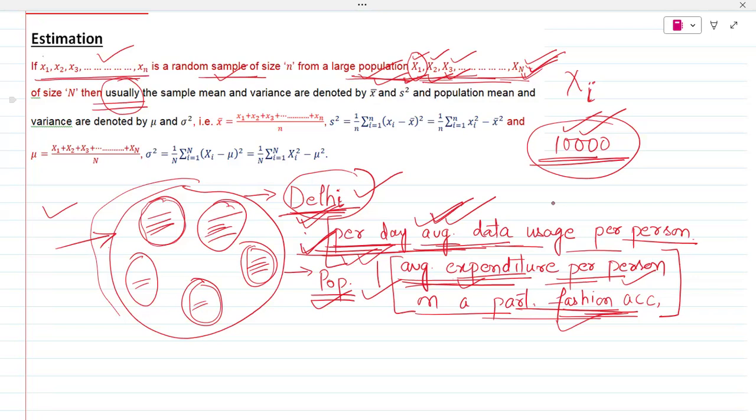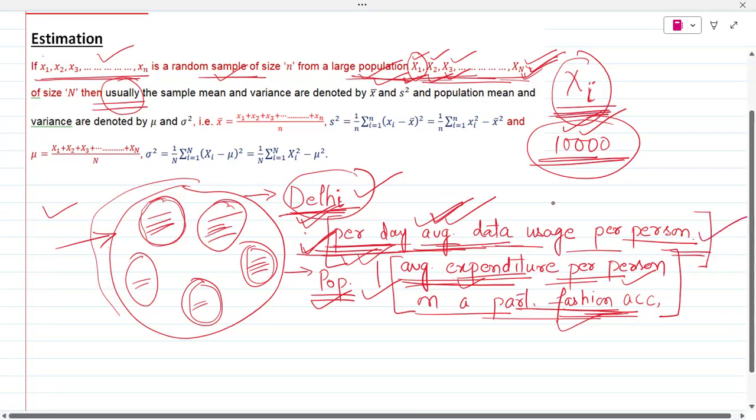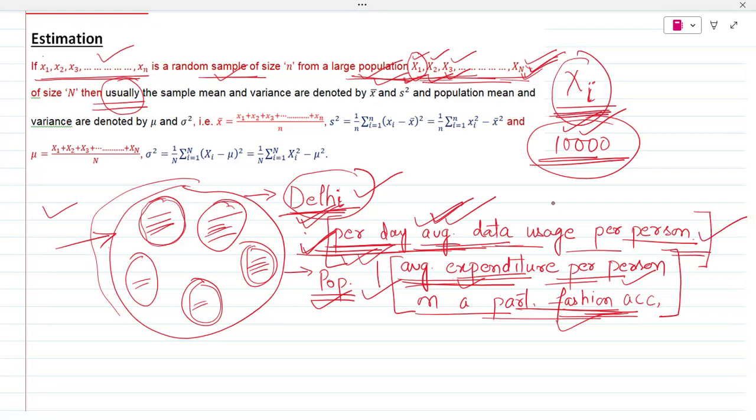Now what will x1 be? If I talk in a more proper sense, in the first example of per day data usage, what will capital Xi, meaning capital X1, X2, X3, be? Earlier I told you these are the citizens. In a more correct sense, for the first example, this capital Xi will be the data usage of the ith person in Delhi, the data usage of the ith citizen of Delhi.